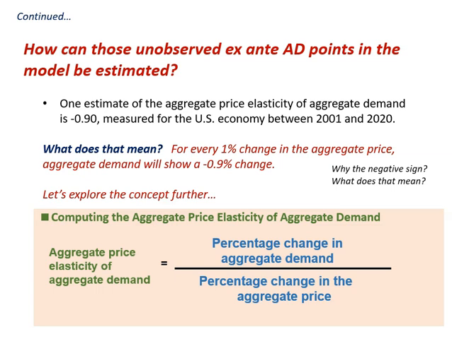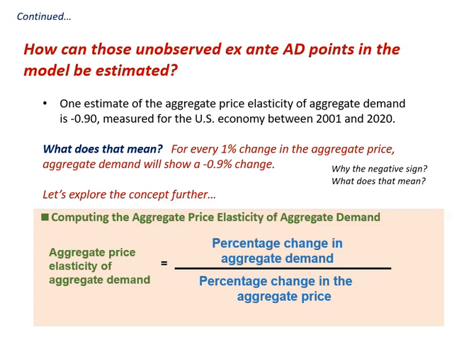Let's review the elasticity concept. How can those unobserved ex-ante AD points in the model be estimated? If we use the price elasticity of aggregate demand of -0.90, and assume it is a constant elasticity throughout the curve, which is termed an isoelasticity of demand, then that tells us that for every 1% change in the aggregate price, aggregate demand will show a -0.9% change.